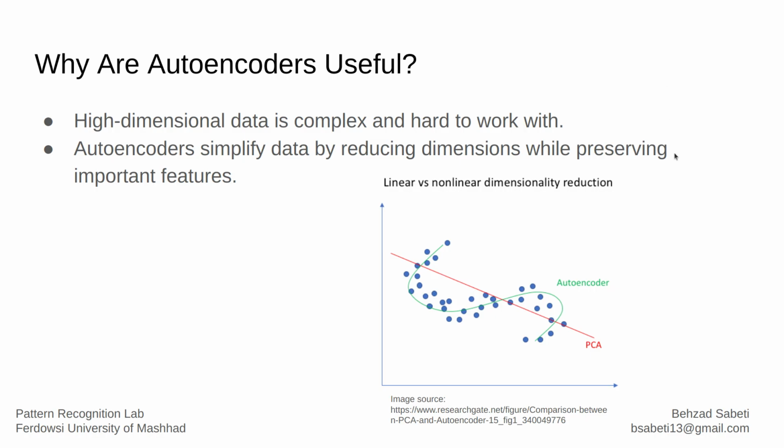And here in this picture, we are comparing autoencoders versus PCA, or principal component analysis. And as you can see, PCA reduces the dimension of the data linearly, while autoencoders reduce the dimension in a non-linear way.